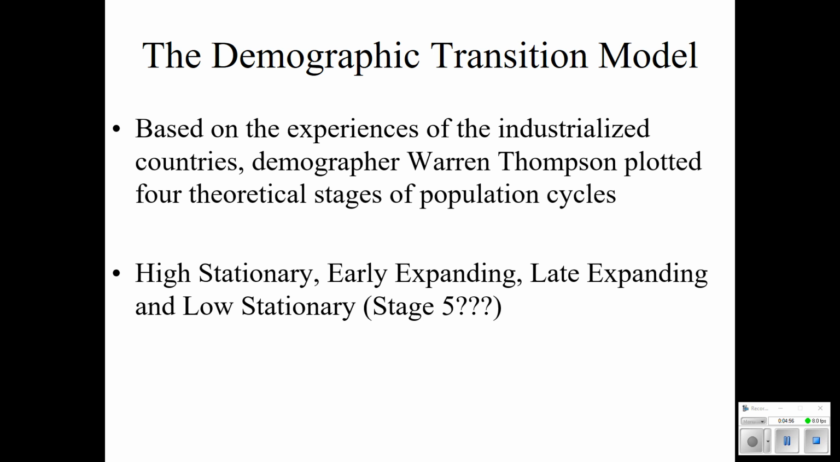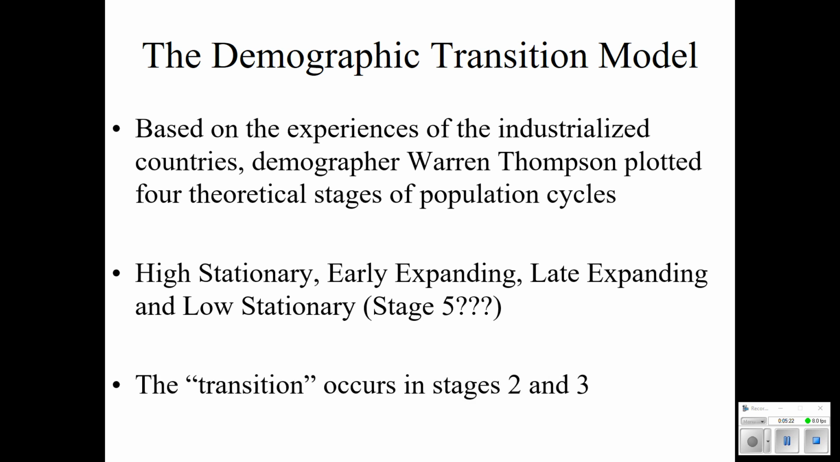Today, many geographers are saying that this has now advanced to a fifth stage. Because of longevity and life expectancy, people in rich countries are living so long that there's now a fifth stage where the birth rate is very low, but the death rate is actually higher than the birth rate. The reason is that elderly people tend to die, and so the death rate will creep back up. So where's the transition? It's in stages 2 and 3.